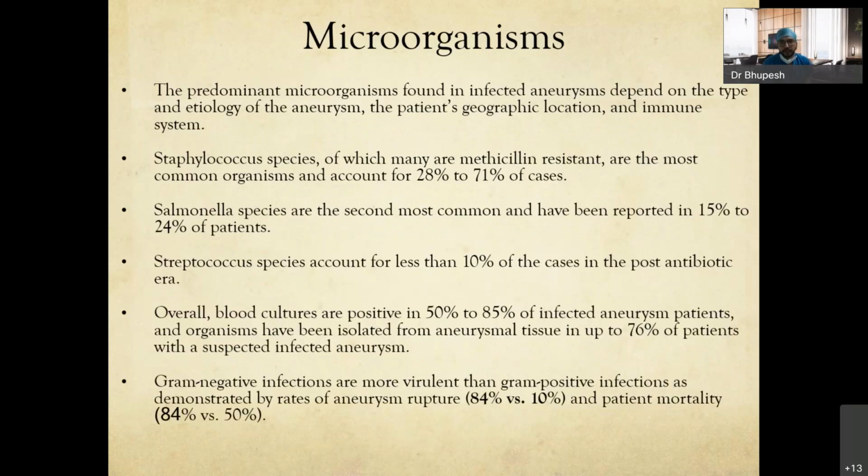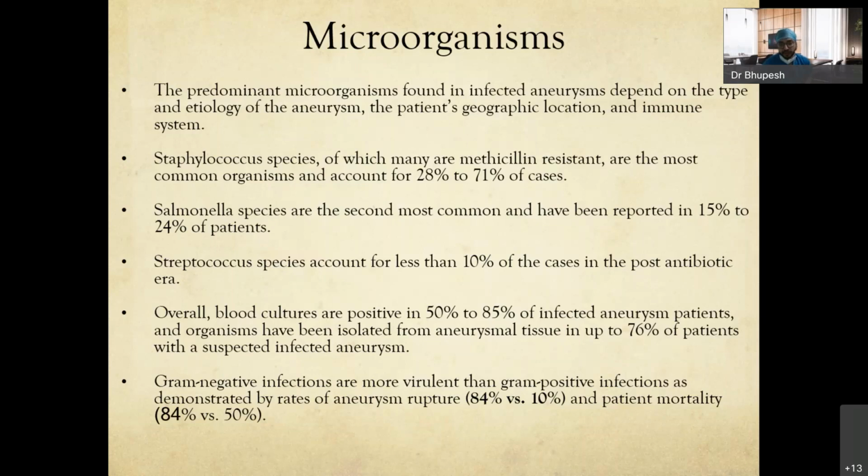Now we come to the microorganisms. The predominant microorganism found in infective aneurysm depends on the type and etiology of the aneurysm, the patient's geographic location, and immune system. The most common species is Staphylococcus aureus, mostly methicillin resistant, and it accounts for 28 to 71% of cases. Salmonella species are the second most common, reported in 15 to 24%. And third, Streptococcus species account for less than 10% of cases in the post-antibiotic era.